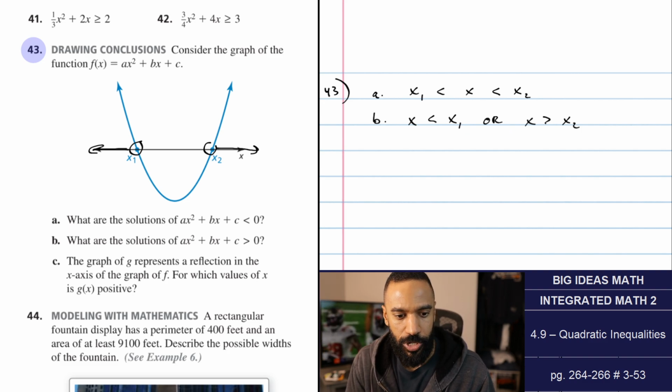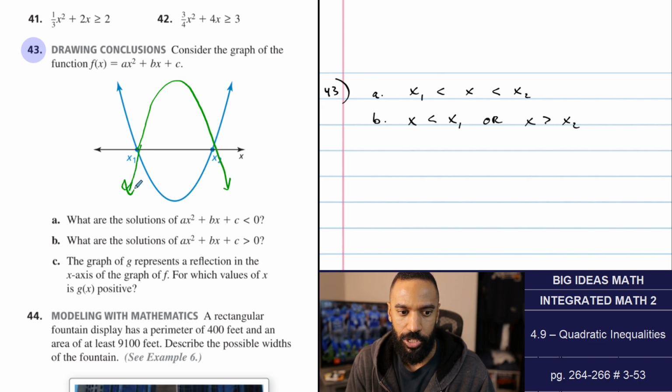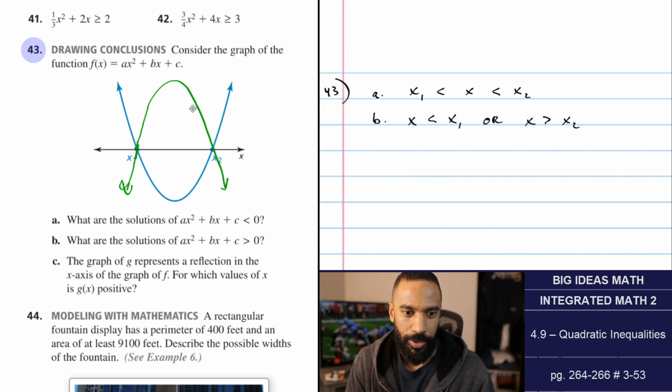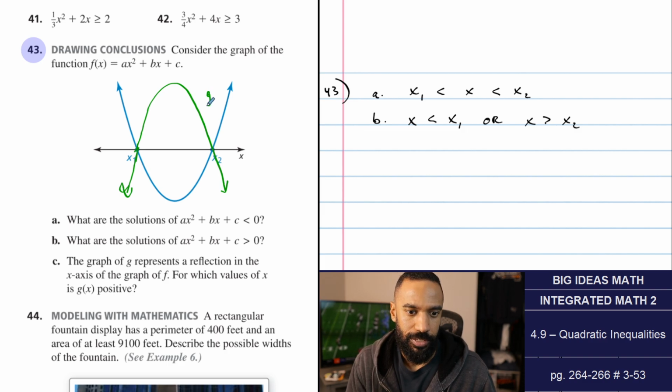Part C, the graph of g represents a reflection in the x-axis of the graph of f. For which values of x is g of x positive? If it's a reflection in the x-axis, it's going to be this way. Okay, this would be your g of x graph. The x-intercepts would be the same. I can shift this a little bit. There we go. It would kind of maybe look more like that. So this would be my g of x for here.